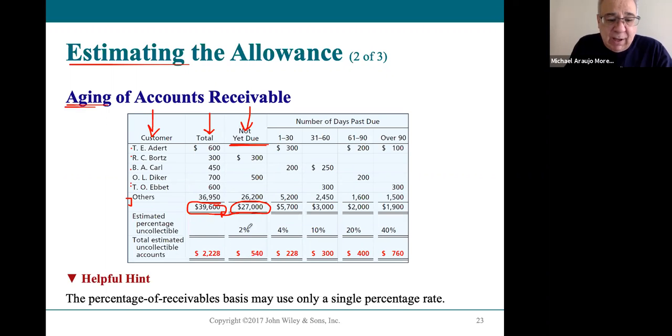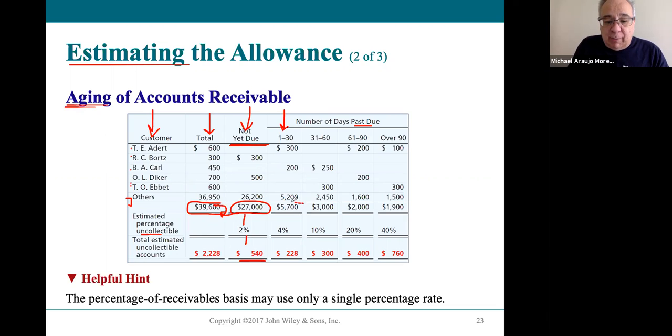Amen, hallelujah. But guess what? They are going to estimate that 2% of those will end up being bad debt. So they've estimated $540 of the $27,000 that hasn't even been due yet. It's going to be bad. Then we get into these lovely columns here where we actually are past the due date. In the first column, they've missed the due date by either 1 day or up to 30 days. So it was either due yesterday and it's not here with you today, or it's 1 day late, or up to 30 days late. Okay.